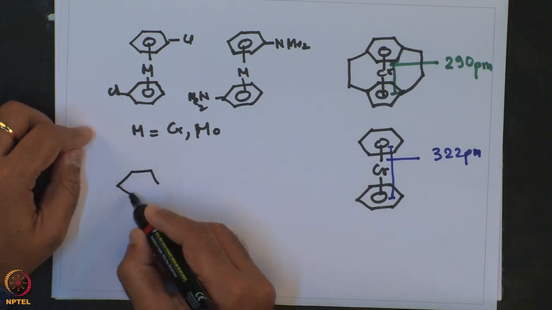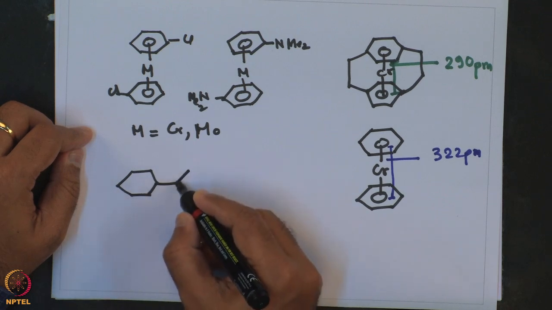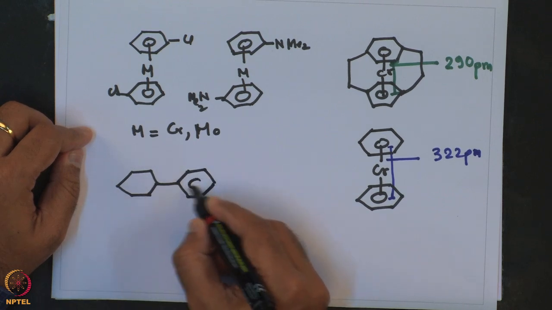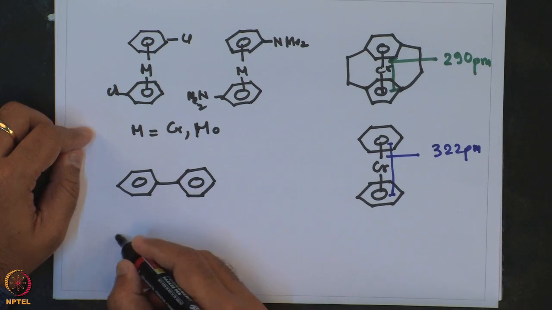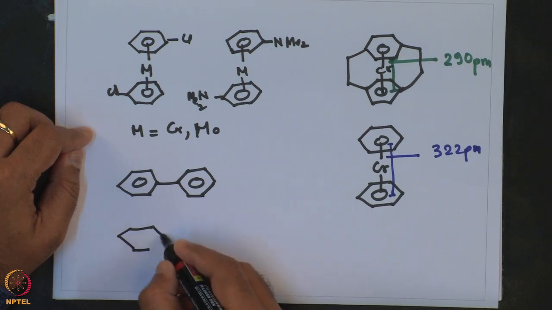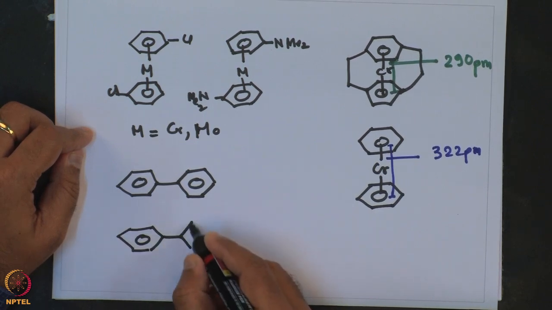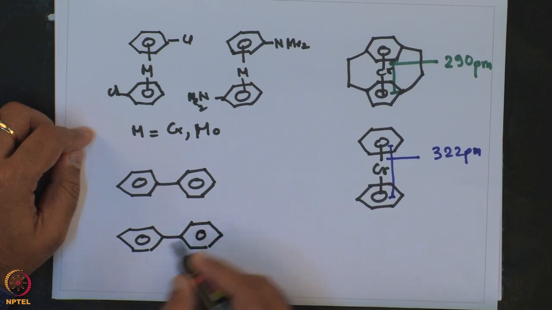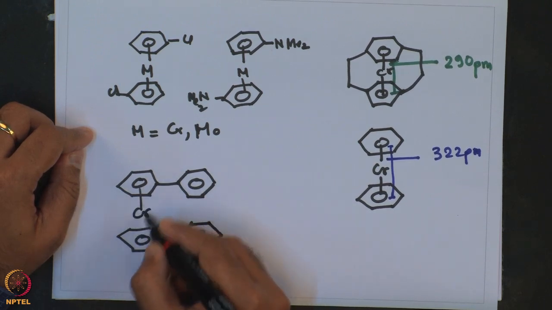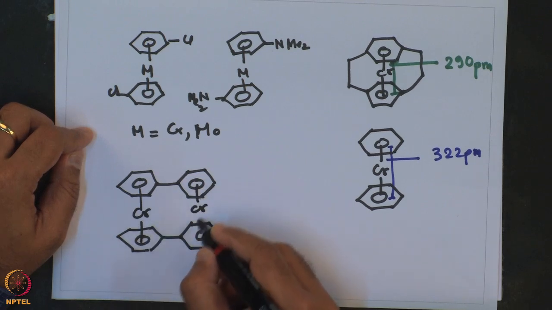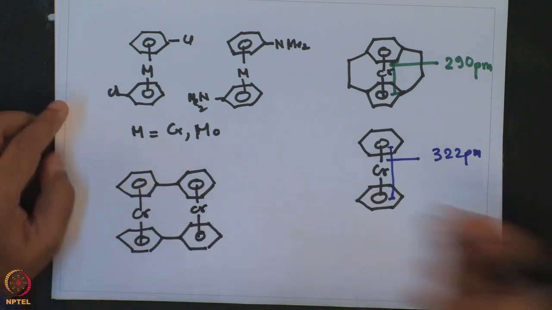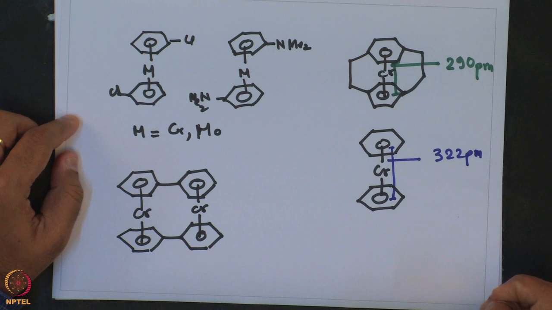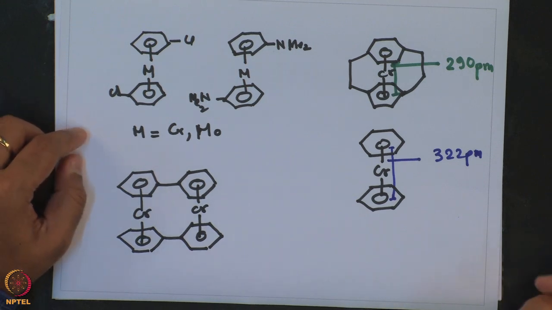Now, there is another interesting system which is a biphenyl ring, where both of the rings are directly metallated, giving a structure like this. And one interesting thing about this compound is that this compound in solution can exist in monoradical cation state.